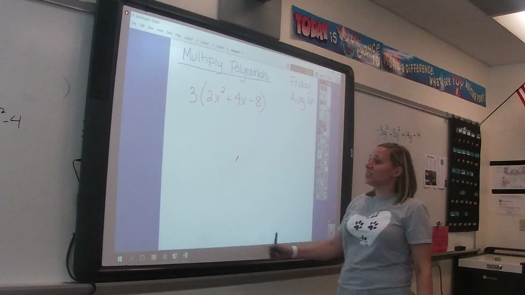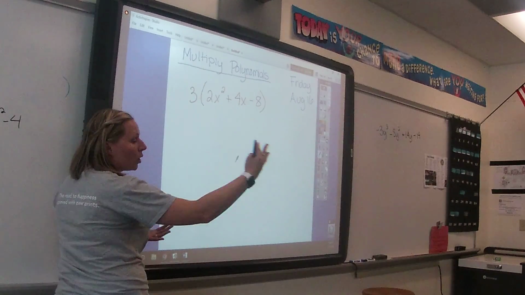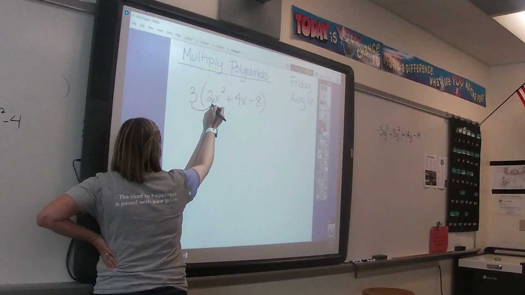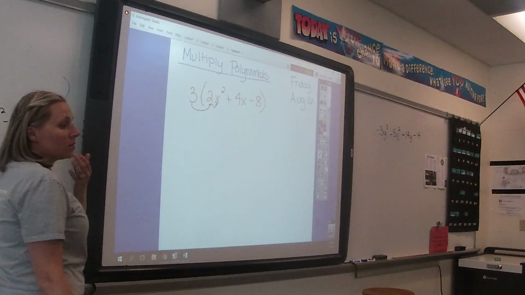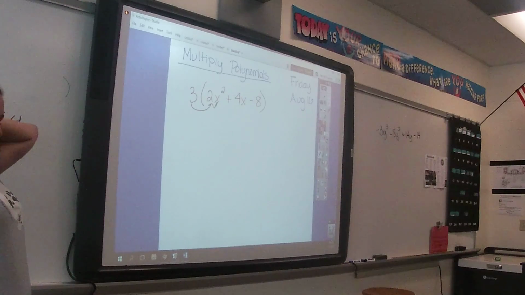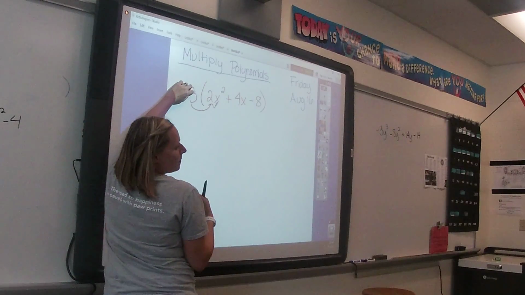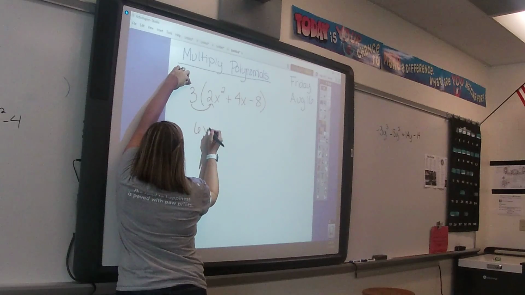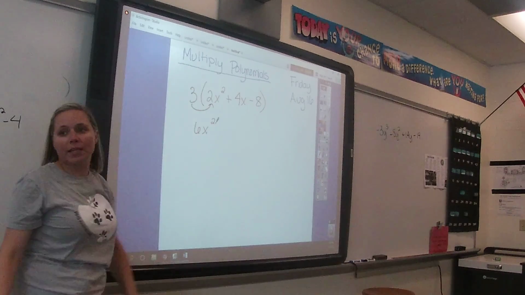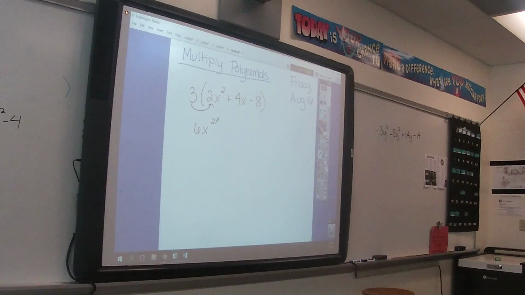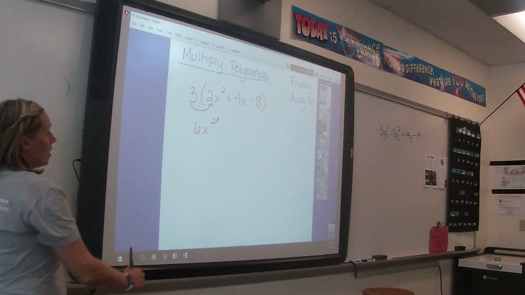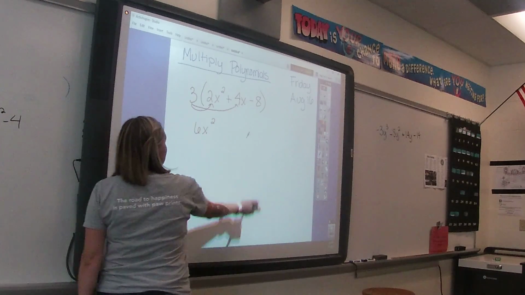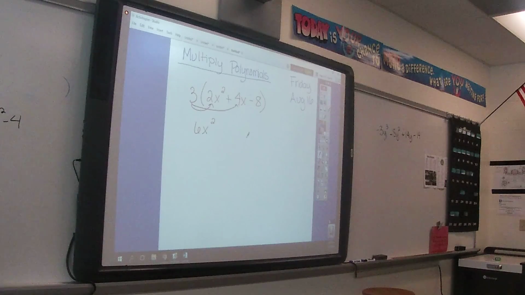Okay, so we're taking this 3 and we're distributing or passing it out to each piece. So we'll pass it out here. So 3 times 2x squared is what? 6x squared, because the big numbers get multiplied together. What are those big numbers called? Coefficients. Then we'll go to the next one. 3 times 4x is what? 12x.